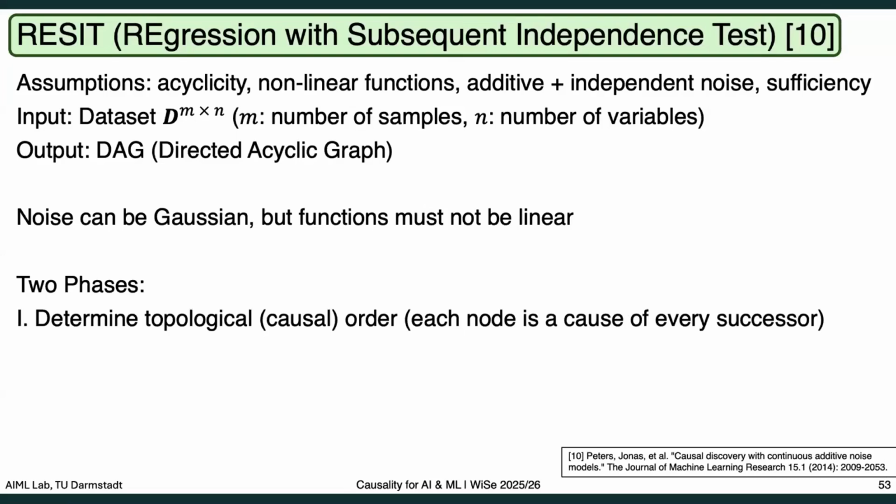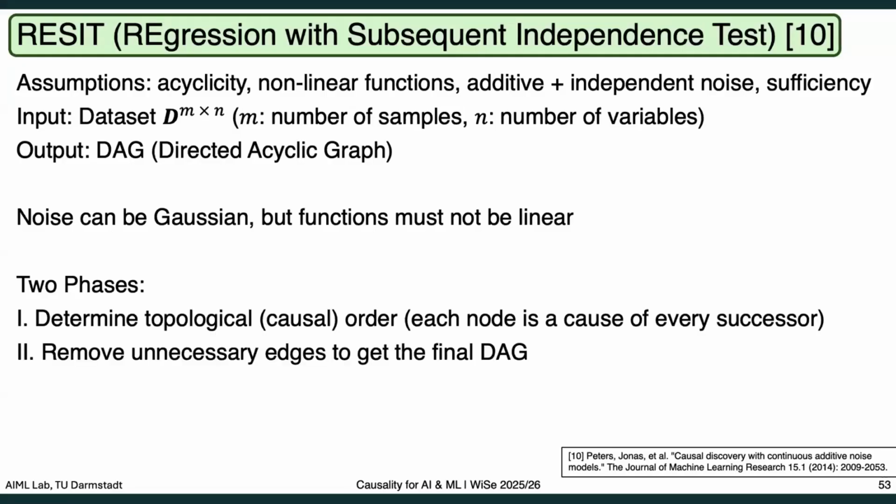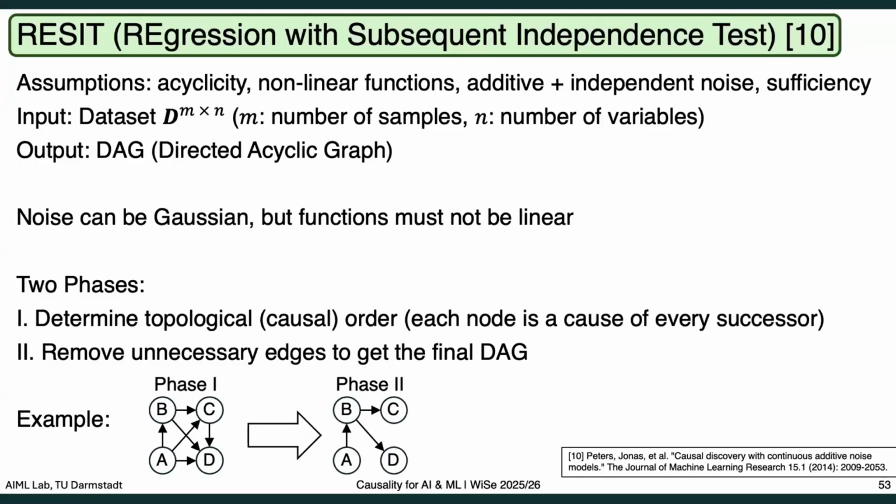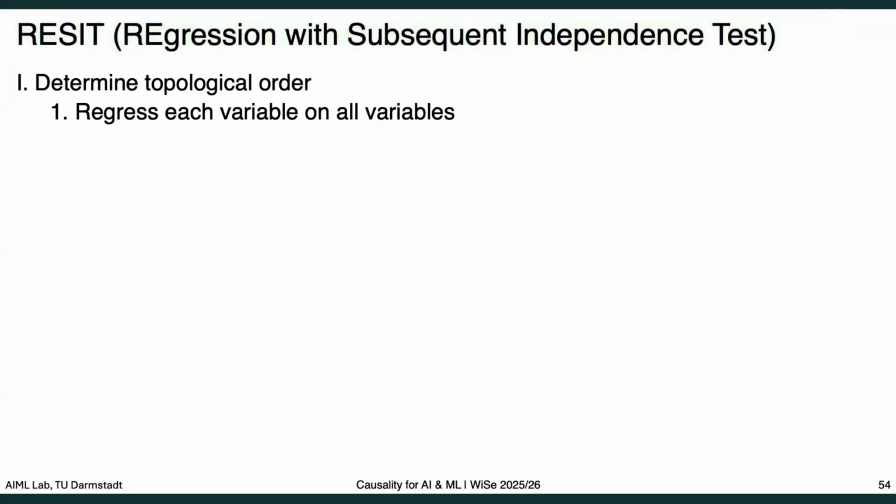The general idea here: we first identify the full causal order topologically, so every node is a cause of every successor, and then remove unnecessary edges. With a very small example, phase 1 would give some fully connected directed graph. Here we would have the order A, then B, then C, then D. But the true graph might have fewer edges. So in the second phase, some edges are removed. Ta-da. And this might be the true graph.